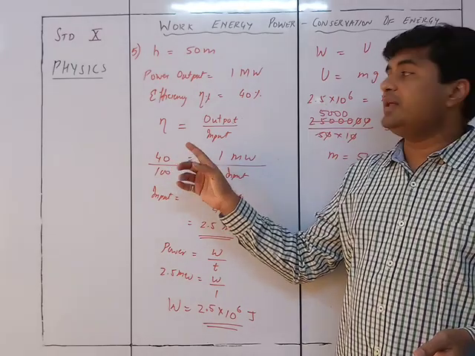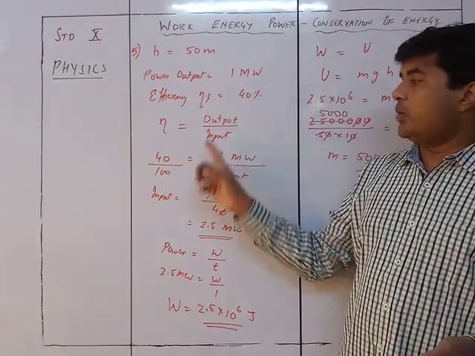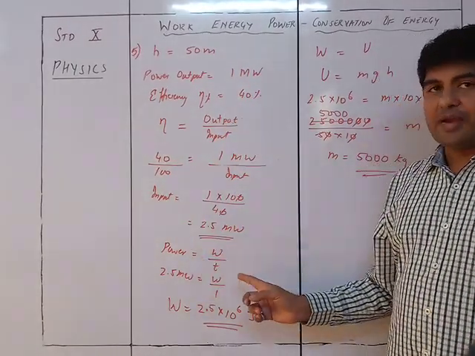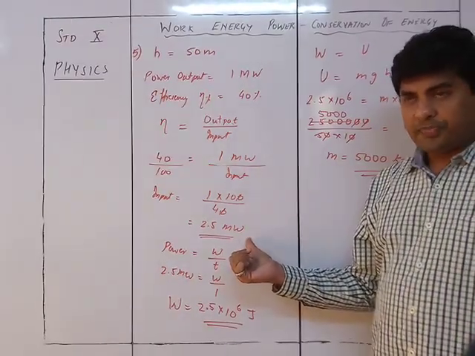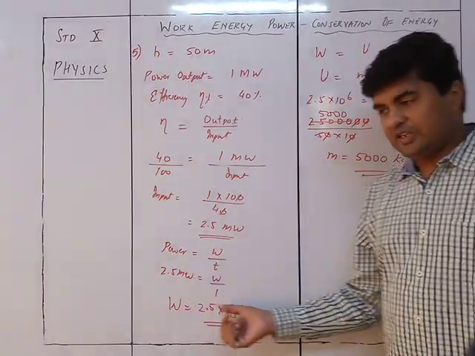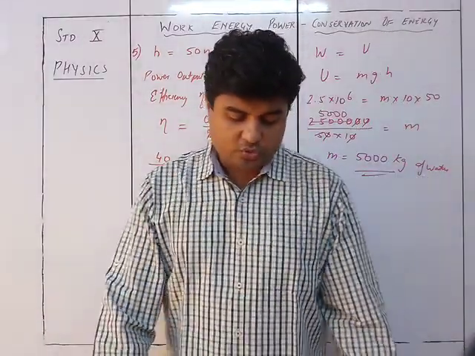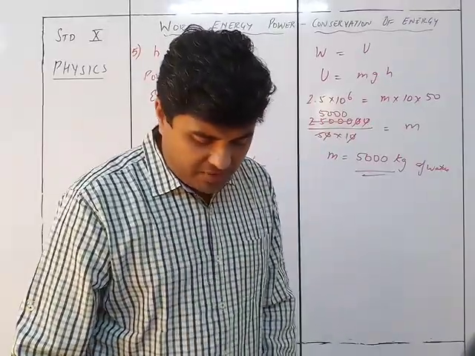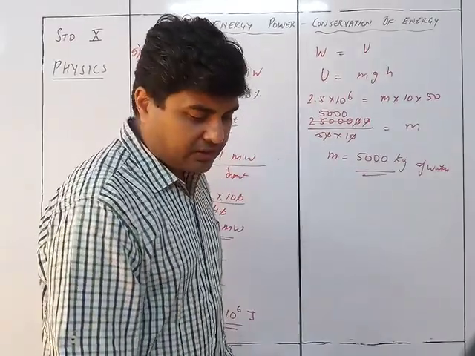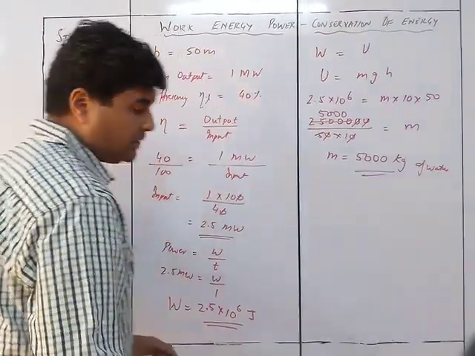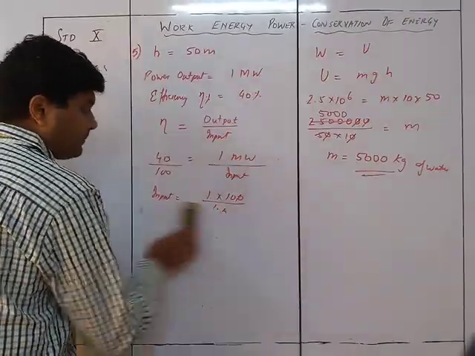So if I have got the output as 1 megawatt, what will be the input? Input is 2.5 megawatt. That is what we need to find out. Once you know this value, you are just placing it in the formula for mgh. Okay, so this was sum number 5. Now we move on to the last sum of the chapter, that is sum number 6.